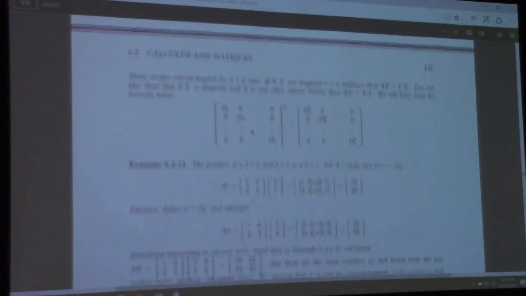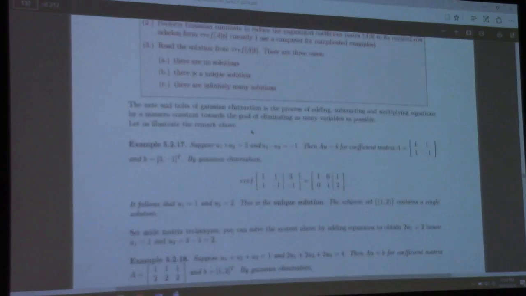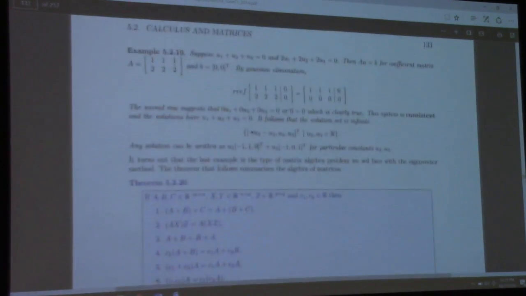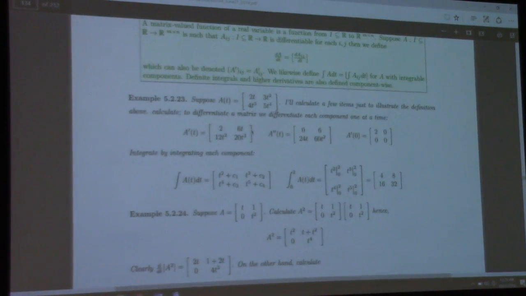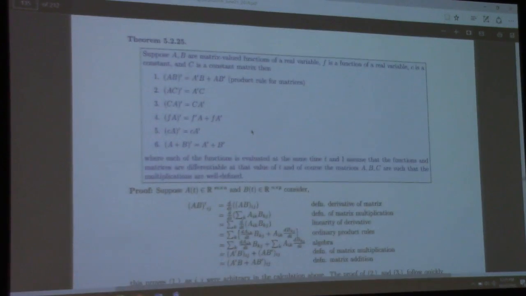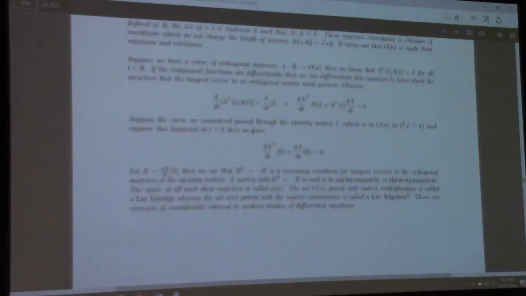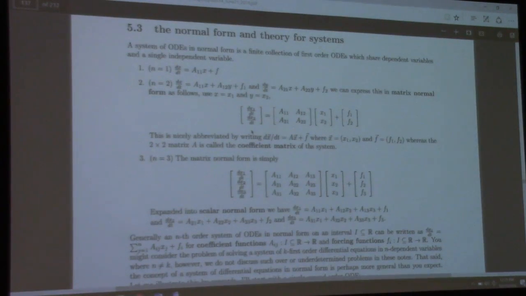All right, so I should have looked at my table of contents more intently before I did this to us. Oh, sorry. Come on. Eventually I will get to it.